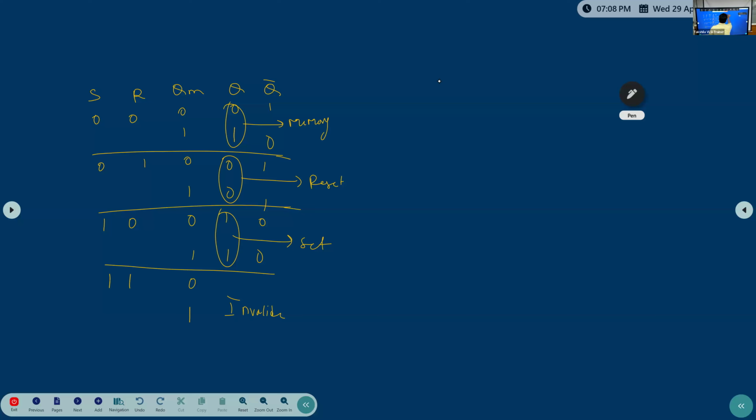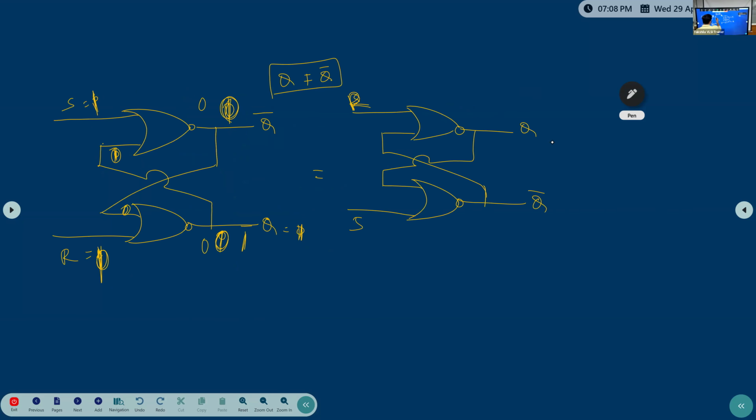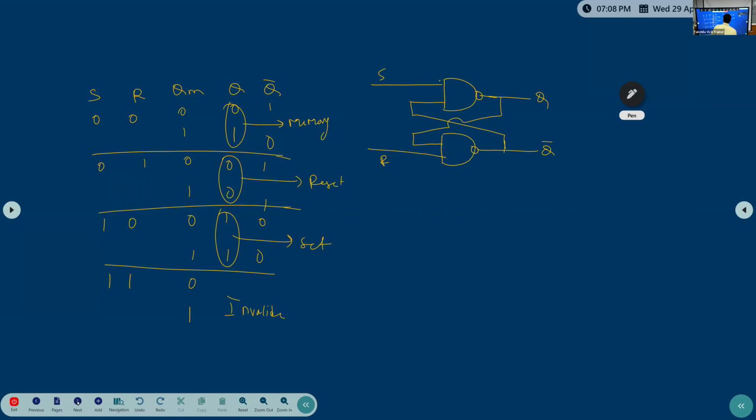So now the same circuit I want to implement by using NAND. If I am taking two NAND gates, same thing, same circuit. S R Q bar. So just I changed this one. Here Q bar Q will come, but here Q and Q bar will come.